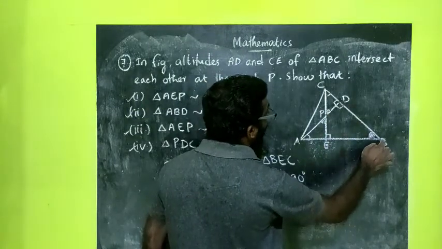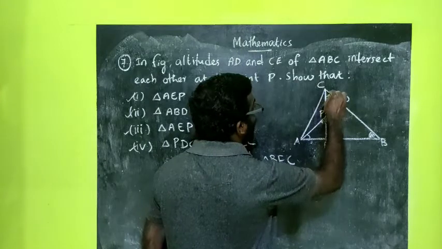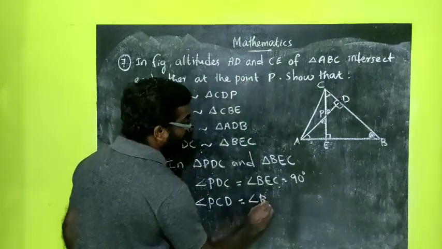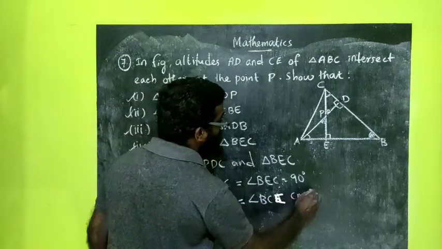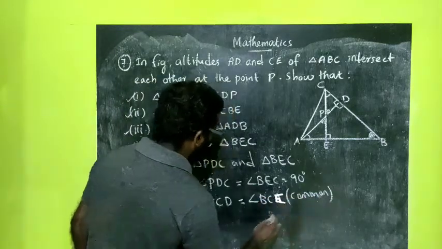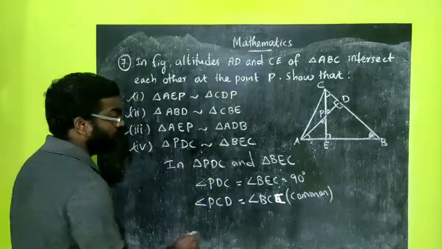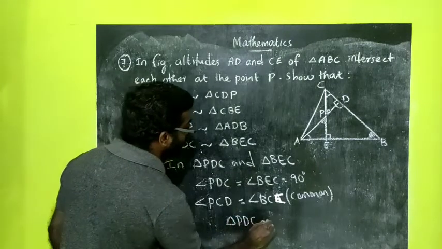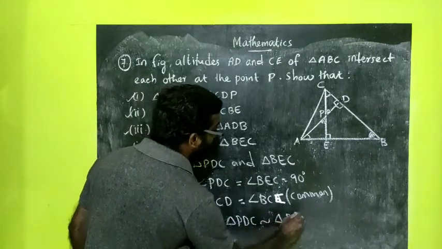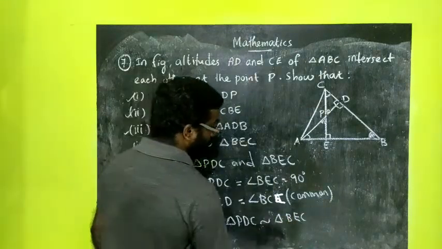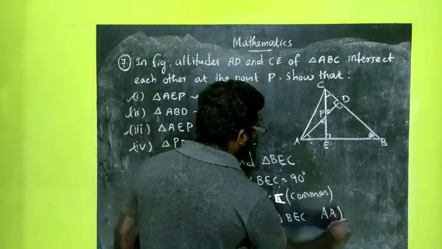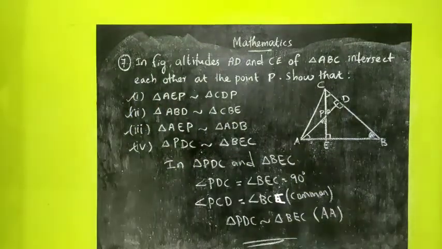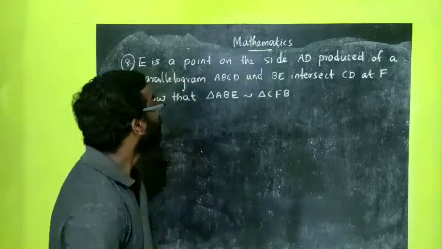So we can write BCE. Name this angle as BCE. Angle BCE which is common. Again the same similarity criterion, AA similarity criterion. Therefore, triangle PDC is similar to triangle BEC by AA similarity criterion. Understood? Now we move on to the next question.